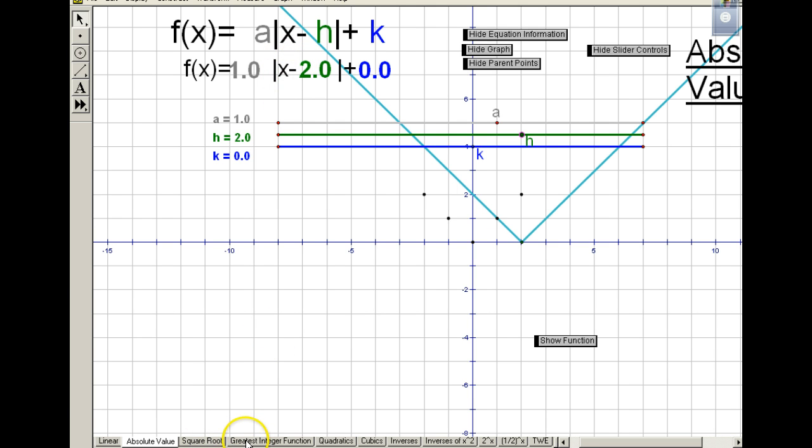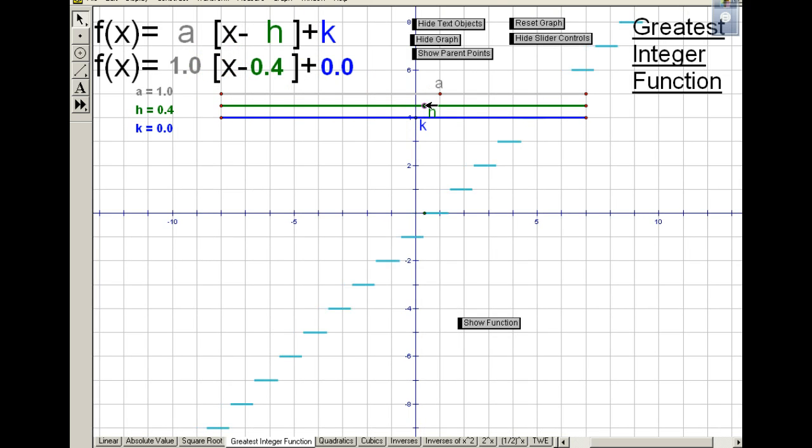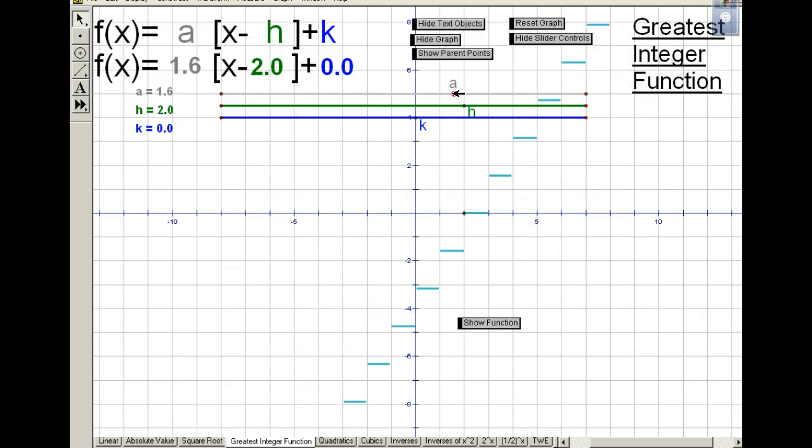We also had these greatest integer functions, also called step functions, and it did the exact same thing, only instead of absolute value, there were brackets, right? So that also moved it to the left and right, opposite signs. So just that the graph looks slightly different, but all the values basically do the same thing.